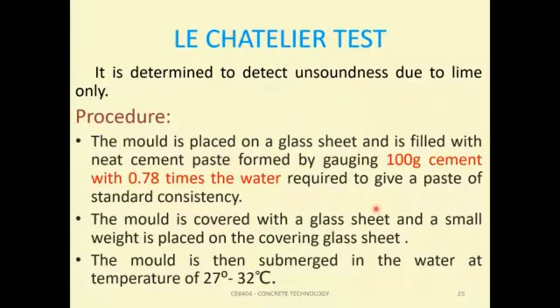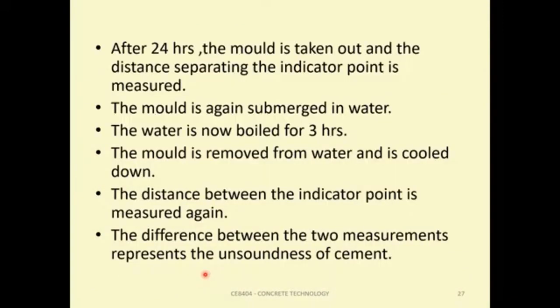In this test, first the mold is placed on the glass plate and it is filled with a cement paste formed by 100 gram of cement mixed with 0.78 times the consistency of water. The mold is covered with a glass plate and a small weight is placed on the covering glass plate. The mold is then immersed in water at a room temperature of 27 to 32 degrees Celsius for 1 day.